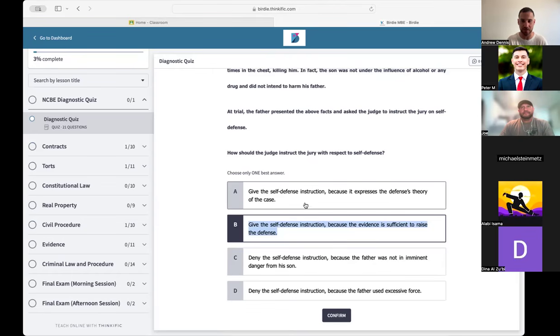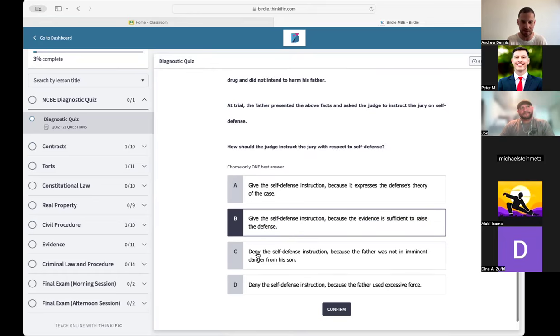So give the defense instruction because it expresses the defense's theory of the case. That's not why we give instructions, right? We give instructions if there's sufficient evidence to raise defenses. So deny the self-defense instruction because the father was not in imminent danger from his son. Deny the self-defense instruction because the father used excessive force. These answers might be the ultimate conclusion that the jury decides, but the question was asking about should the instruction be given. So I think B is the best answer here.